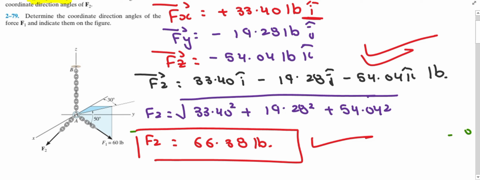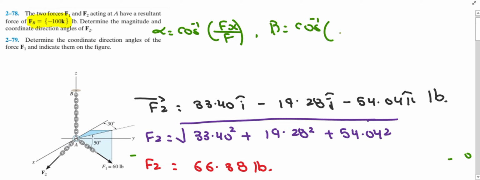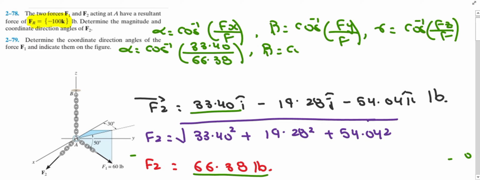Now what about the coordinate direction angle of F2? We have the formula, and this formula says that alpha, which is equal to cos inverse Fx upon F. Similarly, beta, which is equal to cos inverse Fy upon F. And lastly, gamma, which is equal to cos inverse Fz upon F. So alpha, which is equal to cos inverse the value of Fx, it is nothing but 33.40, divided by F, and the value of F is 66.38, comma beta, which is equal to cos inverse Fy.